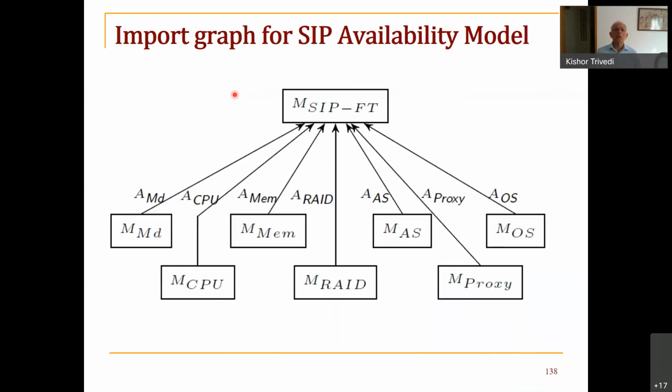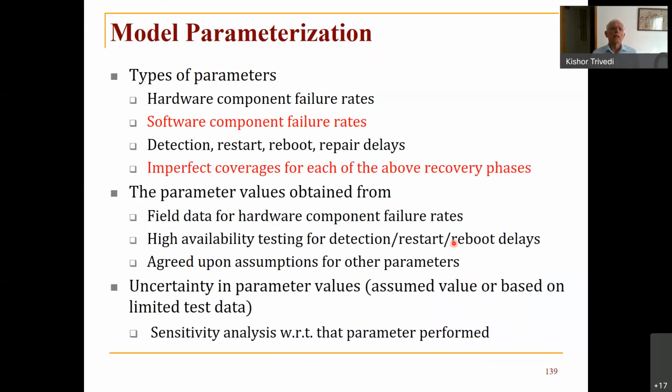And you can see the overall structure of the models connecting with each other through, again, this very simple import graph in which the submodels are solved and answers are supplied to the upper level models and so on. And then in order to solve the model, finally, we need to supply input parameters. So I divided the input parameters for such a model into 4 groups: hardware component failure rates of individual hardware components, software component failure rates. We have 3 software components, remember, in this particular case.